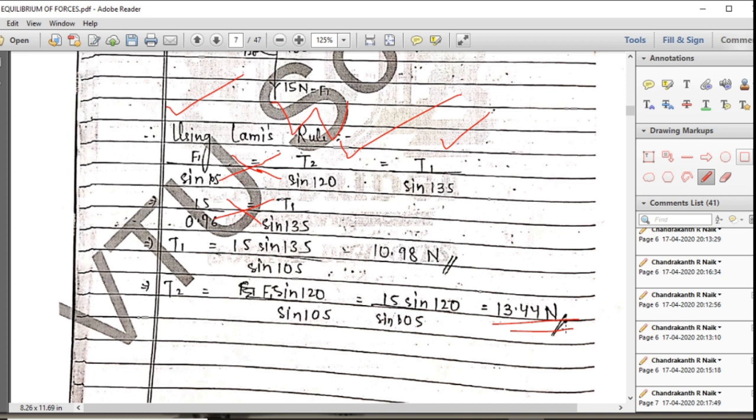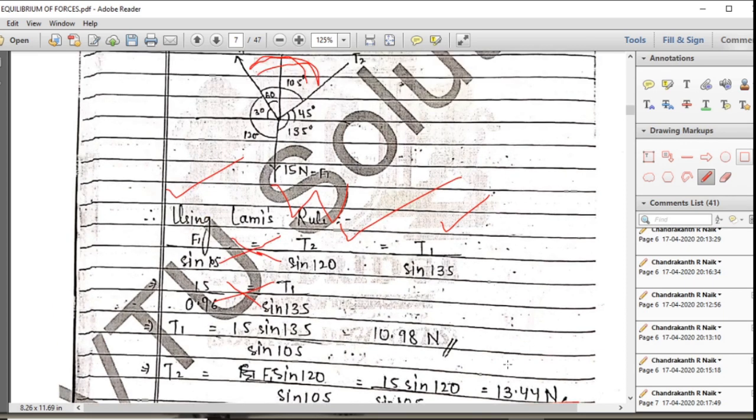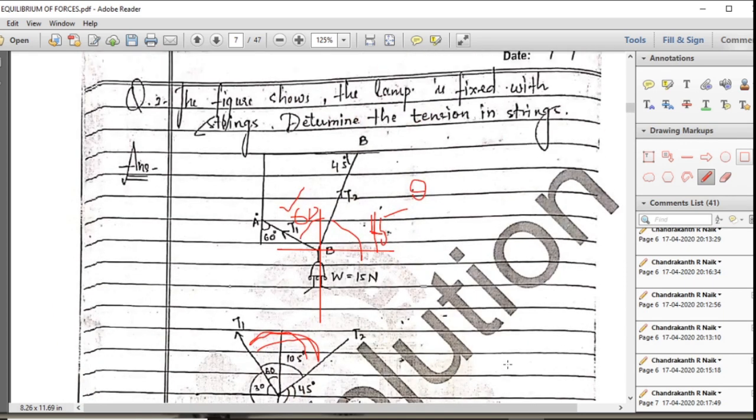So we have three relations there. So equate two by two to get the two unknowns. Fine. This was about the equilibrium chapter, using the Lami's theorem, I hope you understand. Thank you.